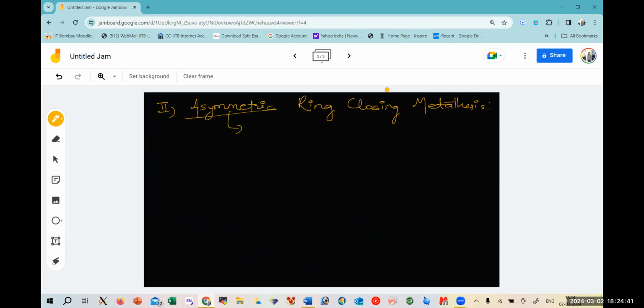Asymmetric deals with your chirality. And for those who don't know chirality, in simple terms, if a carbon has all the groups different, this is X, this is Y, this is Z, and that is a proton, X is not equal to Y, not equal to Z, that is chiral.